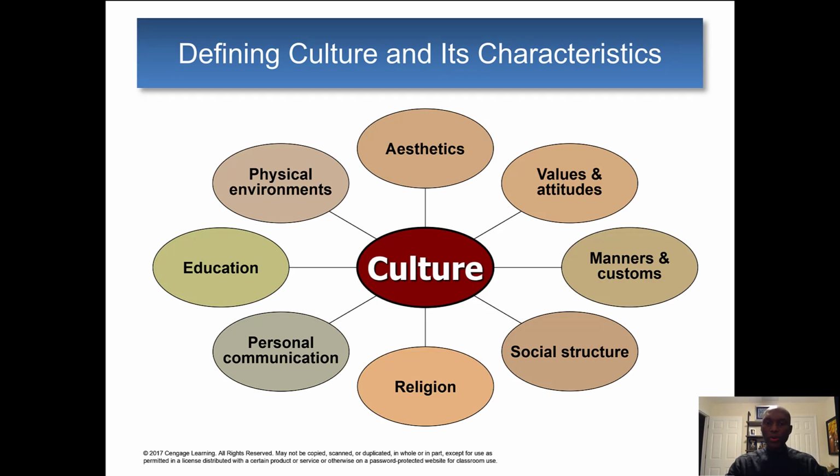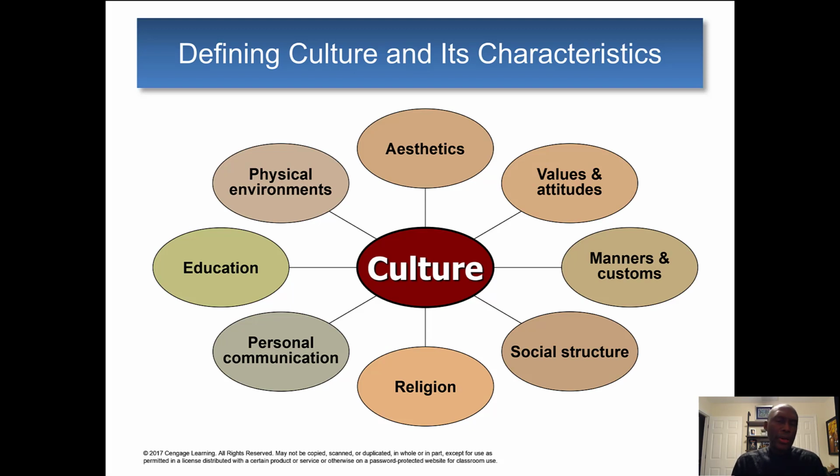Here are some of the elements of culture. This diagram is not in the book. I got this from a previous textbook that we used, but it is a very common diagram. And in fact, if I Google this, you'll see variations of what culture consists of. So if you look at aesthetics, we're talking about the sense of beauty and how beauty is defined, values and attitudes about certain things, whether it be values and attitudes towards lifestyle, values and attitudes towards behavior, life choices. And all of these things make a difference in terms of how culture is defined.